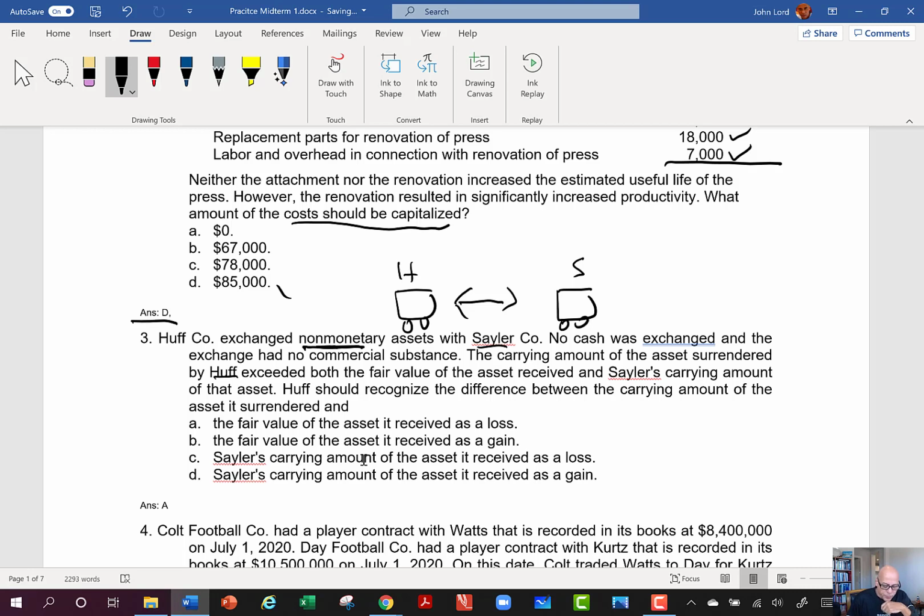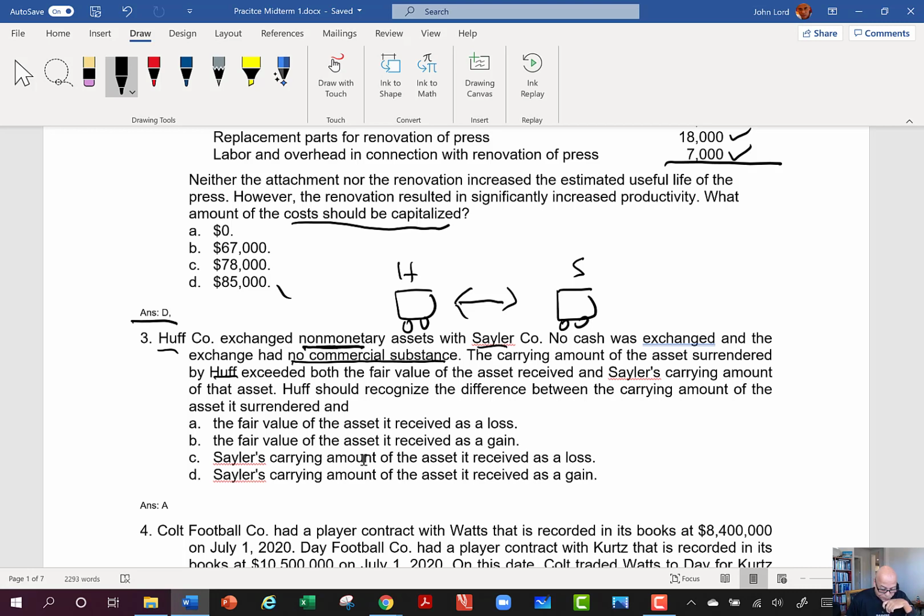So we come over, and Huff Company exchanged non-monetary assets with Sailor Company. No cash was exchanged, and the exchange has no commercial substance. So if it has no commercial substance, what happens? The rule is we always recognize losses. We will only recognize gain to the extent that there is some cash involved in this transaction, and they told us there's no cash. So we're not going to be recording any gains here. We will record losses. We always record losses.